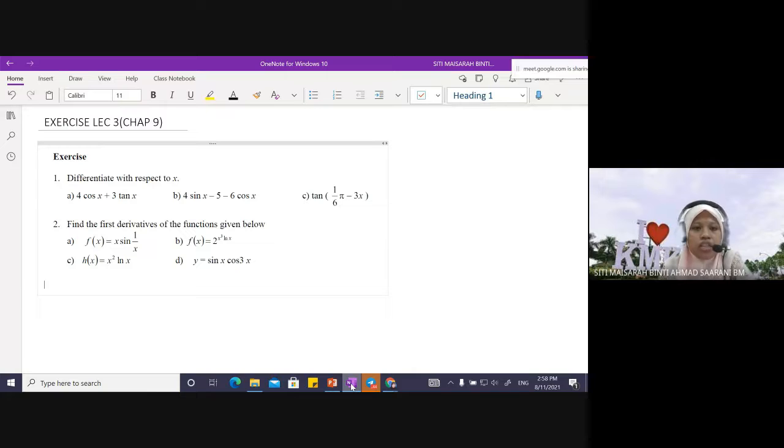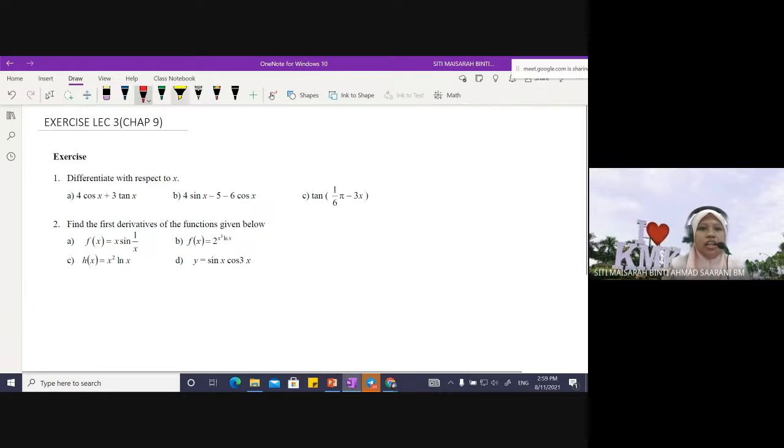Okay. So sekarang kita tengok exercise lecture 3, page 119. Kita tengok soalan 1, differentiate with respect to x. The first one, A equals to 4 cos x plus 3 tan x. B, 4 sin x minus 5 minus 6 cos x. C, tan 1 over 6 pi minus 3x. Okay, kita tengok yang A ni dulu.